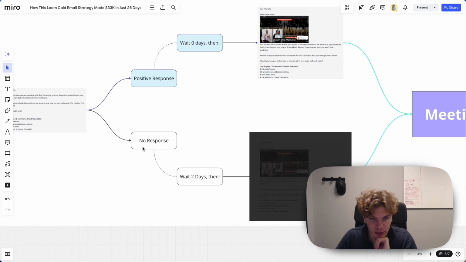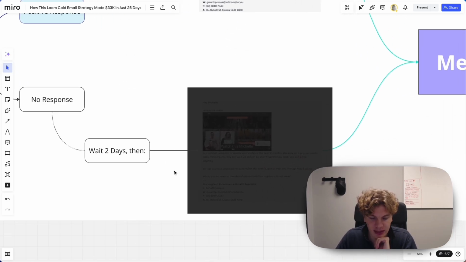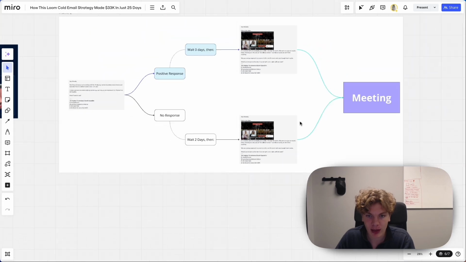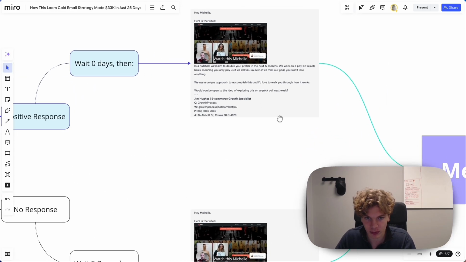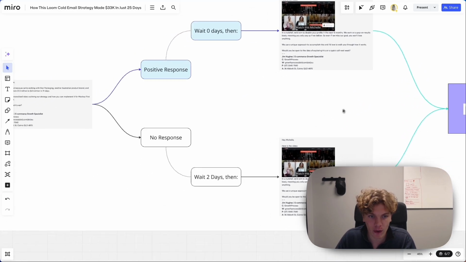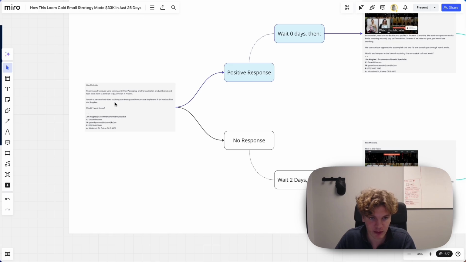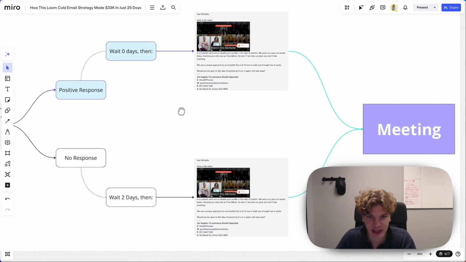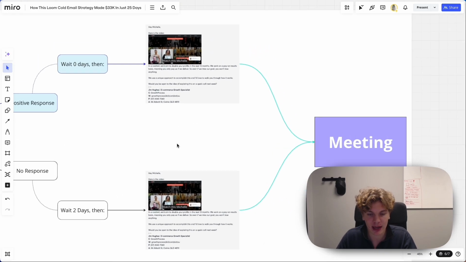So the second path here. If they don't respond, we had a 2 days interval, then it sent the step 2. So step 2 in the sequence or the first follow-up. And you might recognize this email because it's the exact same one, right? So regardless if they respond positively to this email or didn't respond at all, they still receive the exact same lead magnet, the exact same email.